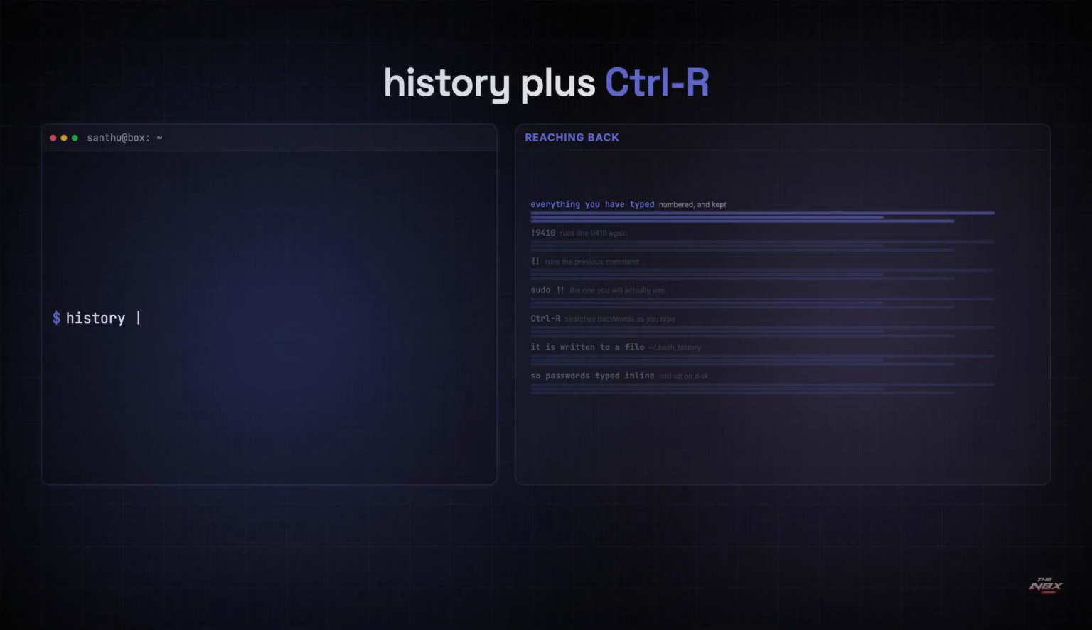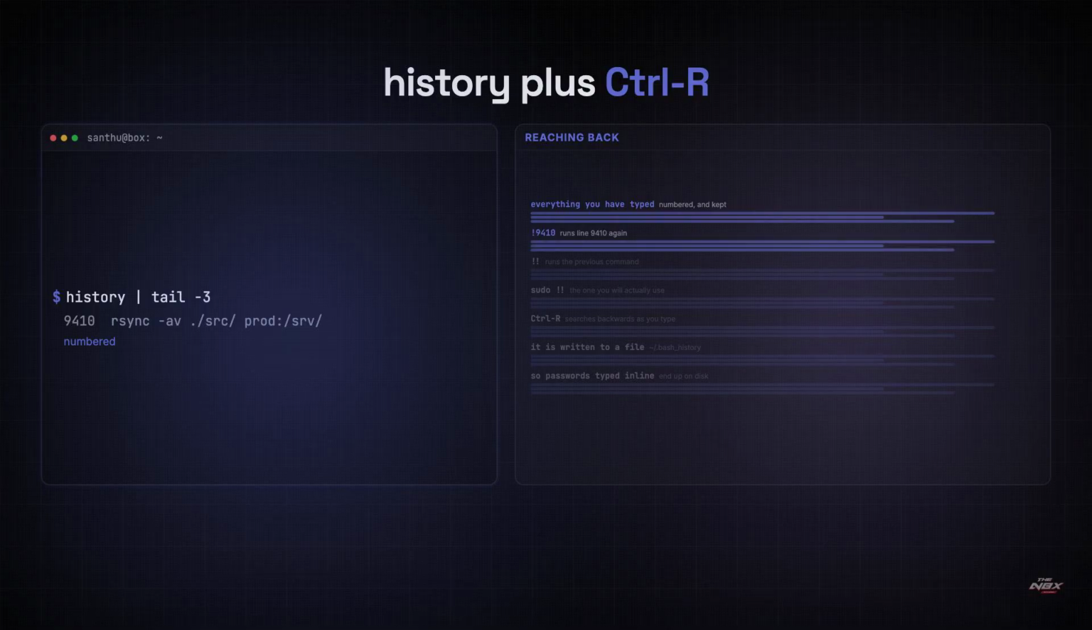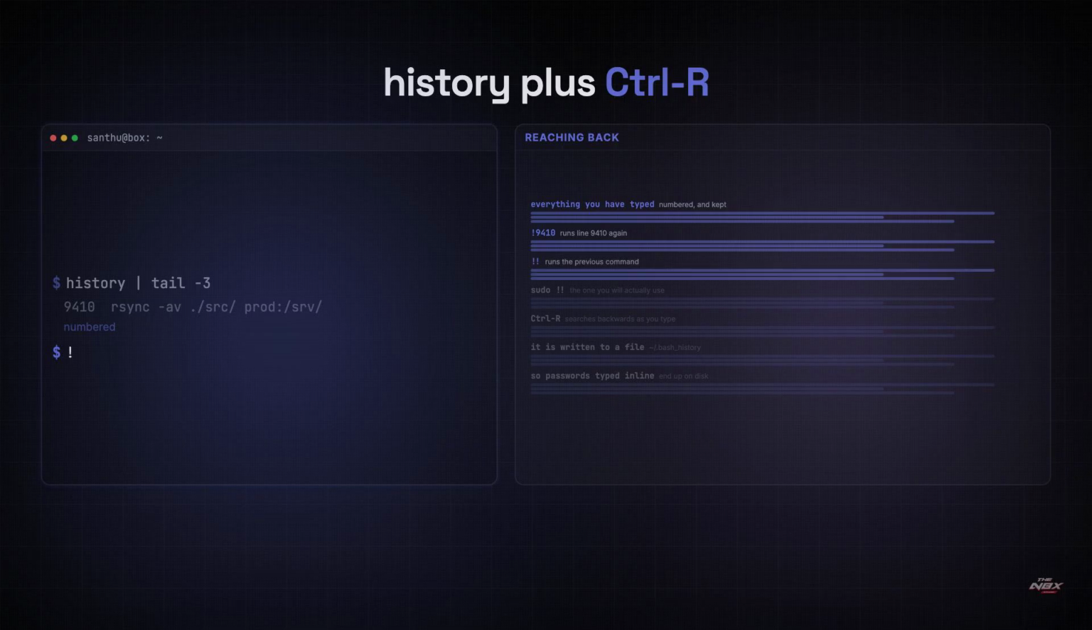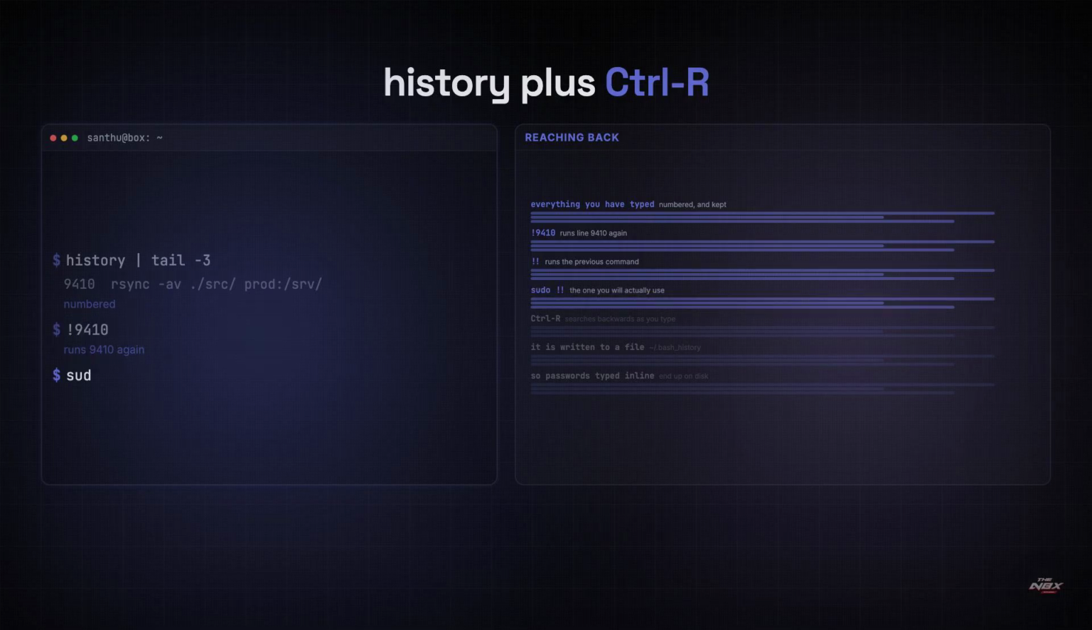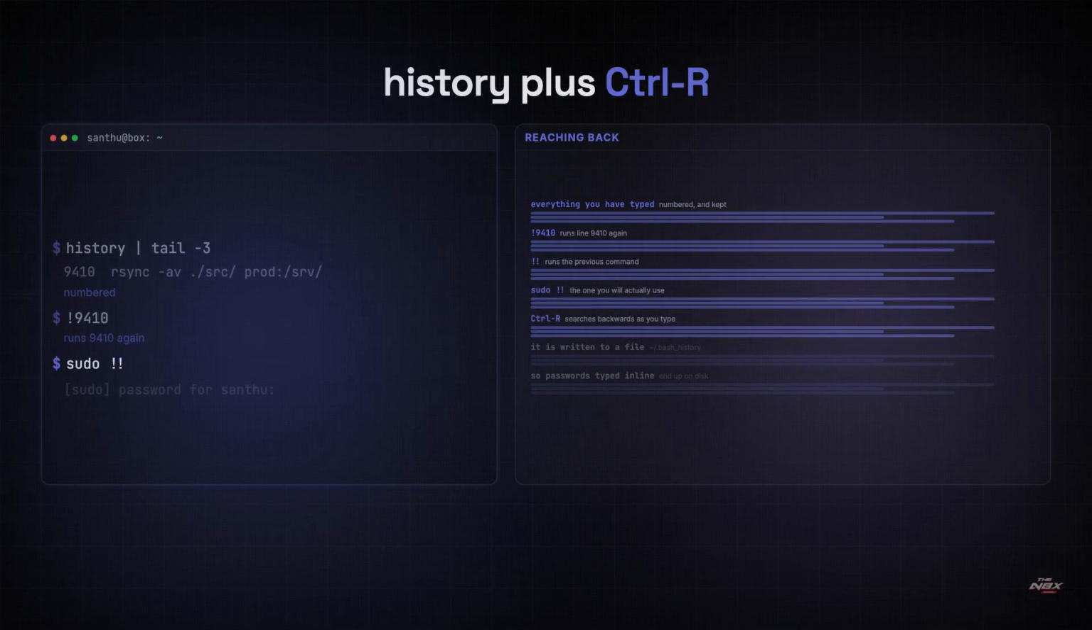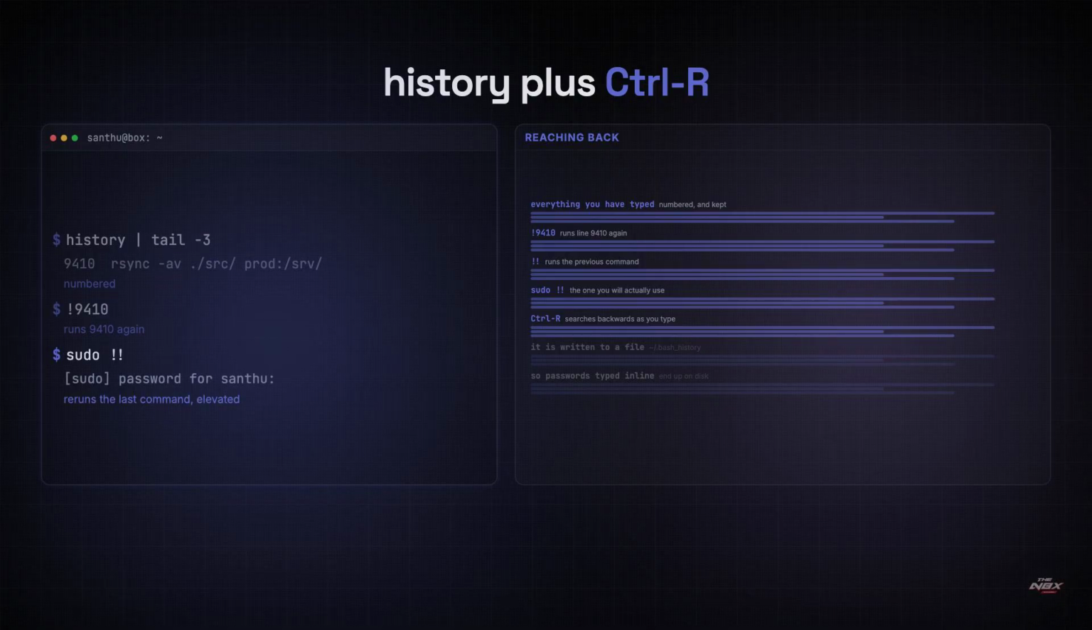History keeps everything you've typed, numbered, and there are 3 ways to reach back into it. Bang followed by a number runs that exact line again. Bang bang runs the previous command. And the one you'll genuinely use every day is this. You run something, it fails because it needed privilege, and rather than retype any of it you just run sudo !!. Better still, Control-R searches backwards through your history as you type.